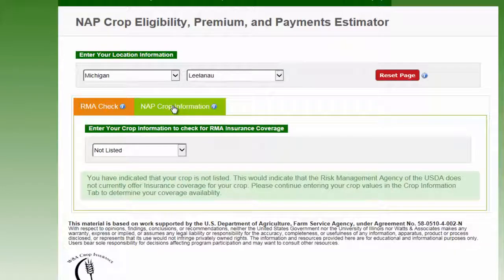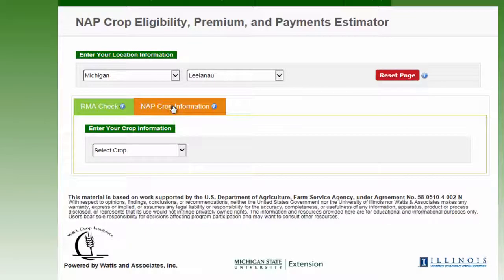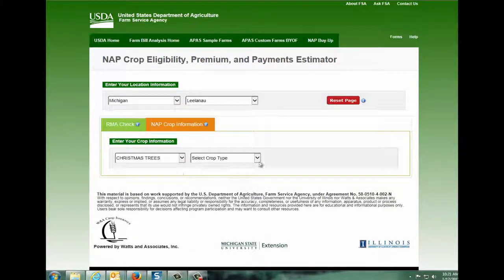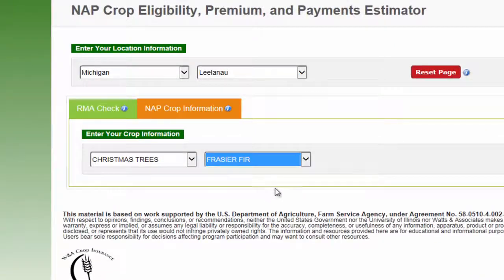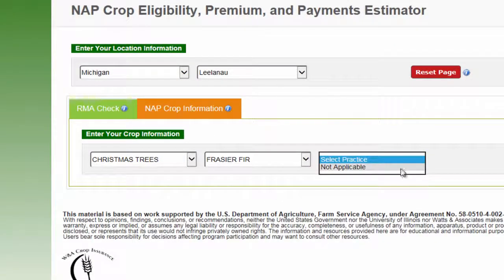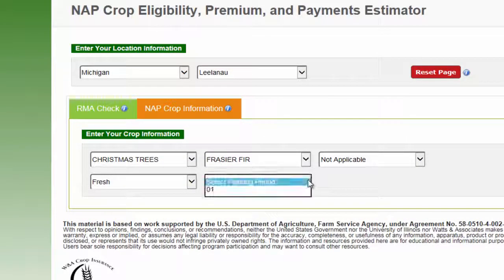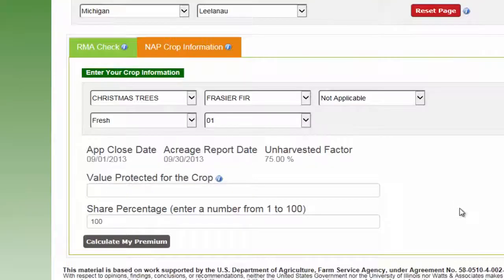So we come up here and put, as we did before, the NAP crop information. Right in here we have Christmas trees. We can click that. What type of crop? How about Fraser fir? Select a practice. We're going to say not applicable. In this case, there isn't a practice such as irrigated and non-irrigated, whether you use it or not. And they're fresh. You have to go to planting period. Again, even though there is only one, you do need to click it in order to move on.